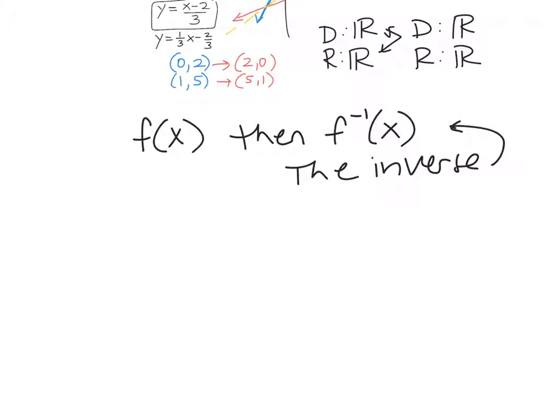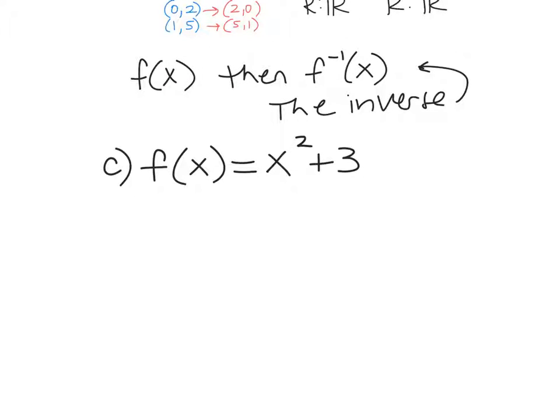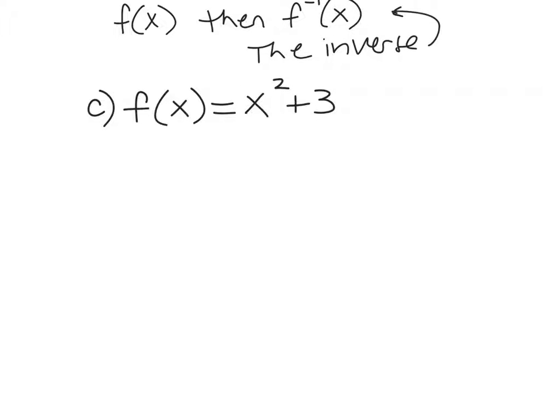Letter C. So we've done points, we've done a line. Let's do a parabola. Suppose I have f of x equals x squared plus 3. I'm going to do both things. I'm going to find the inverse, and then I'm going to graph it, and then we're also going to talk about its domain and range because we need to.